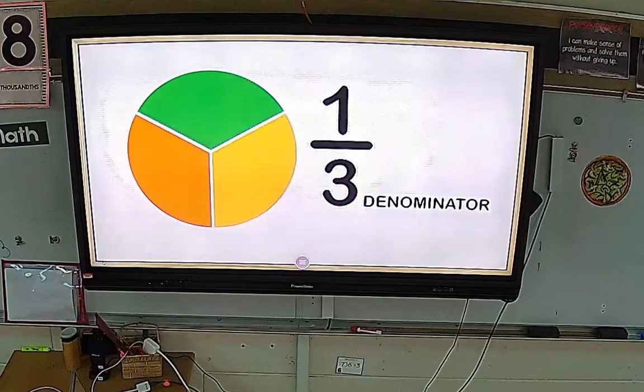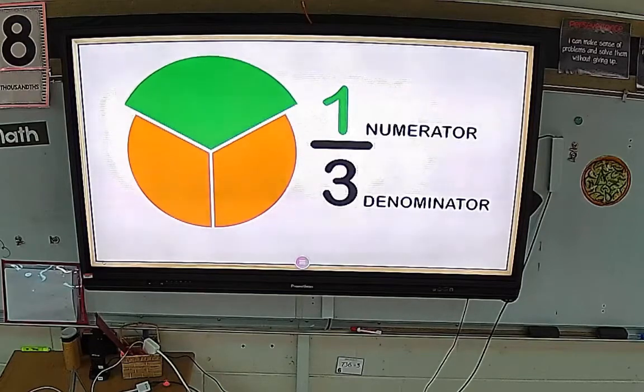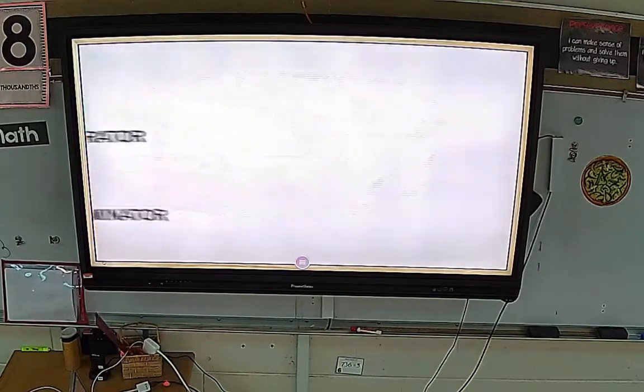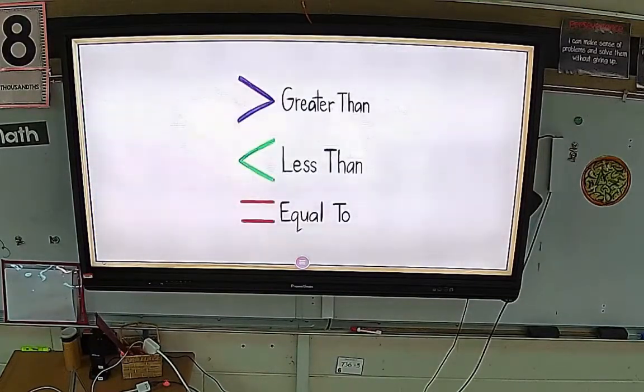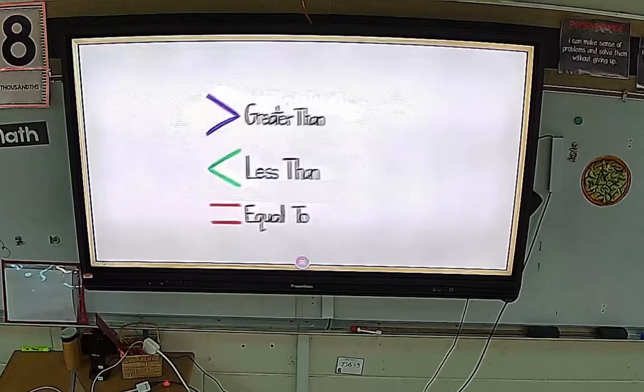We have 3 total parts that make up the whole circle. The numerator tells us how many equal parts we are talking about. For example, the number 1 in the numerator is referring to the one green part of the circle. The fraction is 1/3 or one part of the 3 equal parts. When we compare fractions, we want to know if one fraction is greater than, less than, or equal to. If you still need a refresher, check out our last video on comparing numbers for 2nd grade.